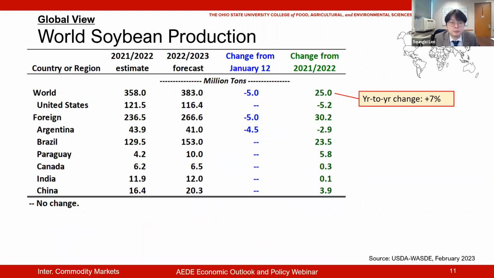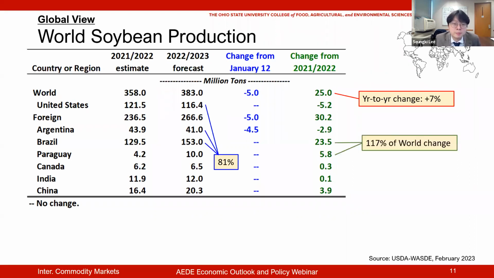For the soybean side, world production is estimated to increase by 7% compared to last year. And the top 3 producers in the world, US, Argentina, and Brazil, are taking about 81% of the total production. And Brazil and Paraguay, these 2 countries, are actually accounting for 117% of the world change. So that is also why we need to pay attention to this small number of players, especially when you are trying to understand the global commodity market.